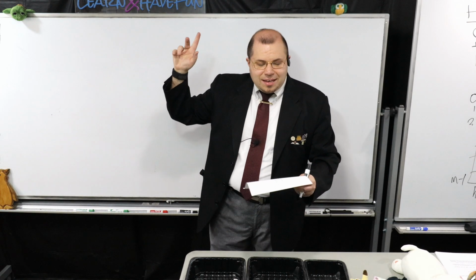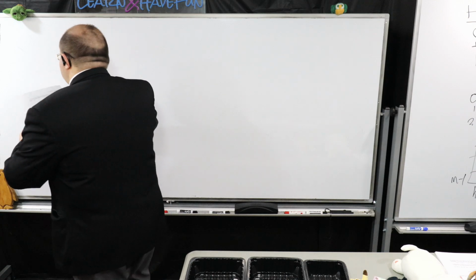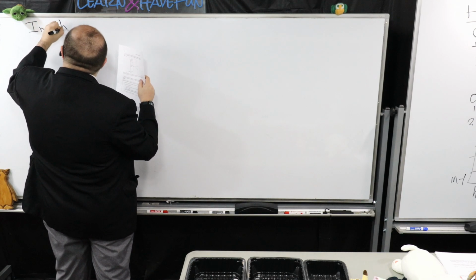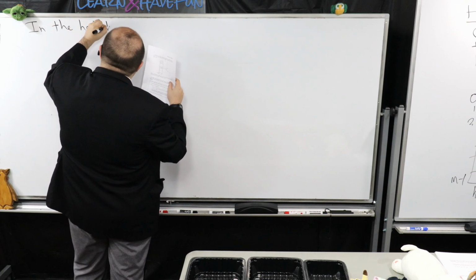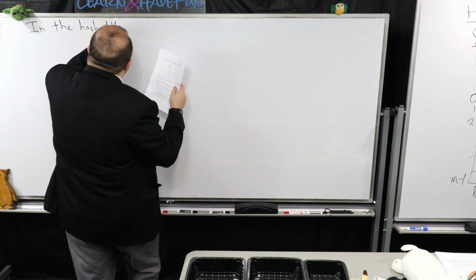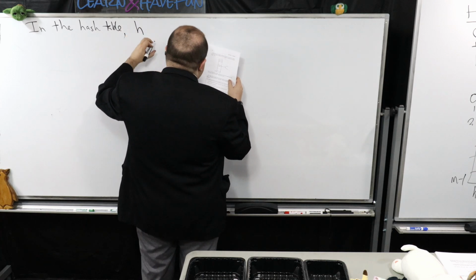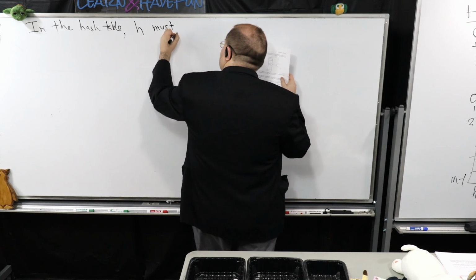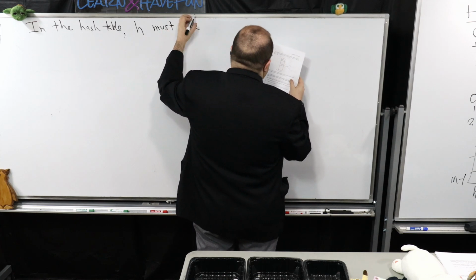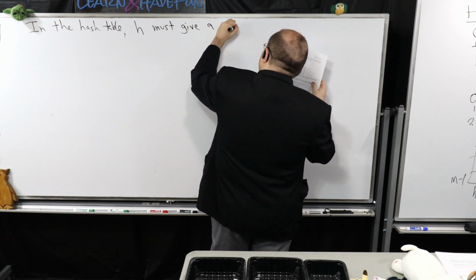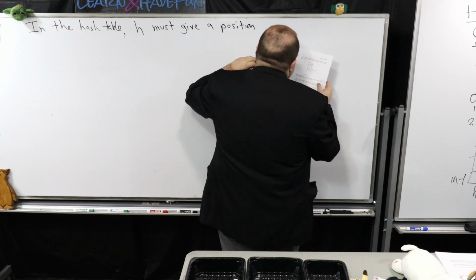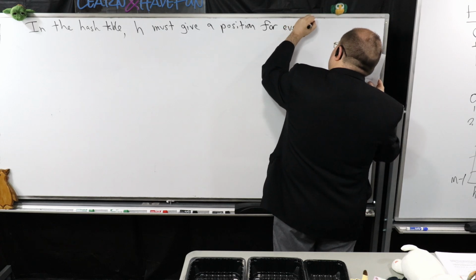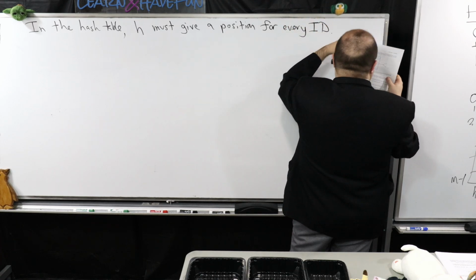So just to give you an important aspect of this, in the hash table, the hash function h must give a position for each ID or key. Must give a position for every ID, as I kind of alluded to over there.